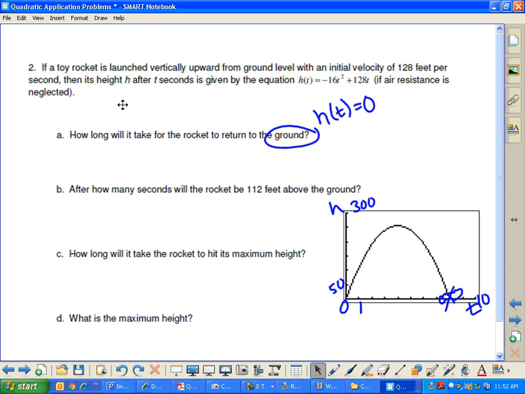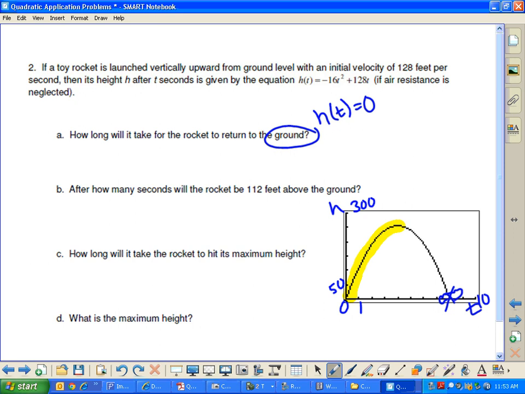Do you see the path that the rocket takes? Can you see that? The rocket starts here, and we launch it, and it goes up, up, up, and hits a max. So it starts here, flies through the air, up, up, up. That's its highest height, right?